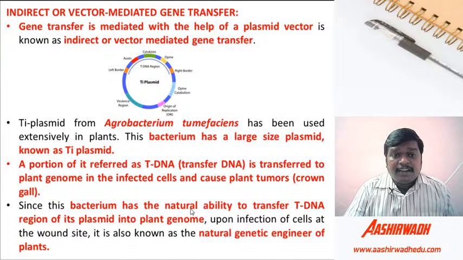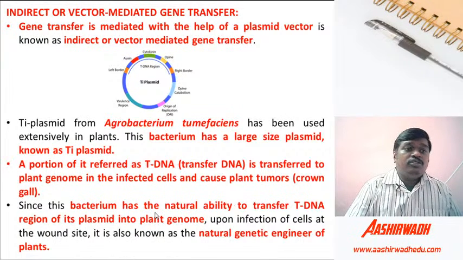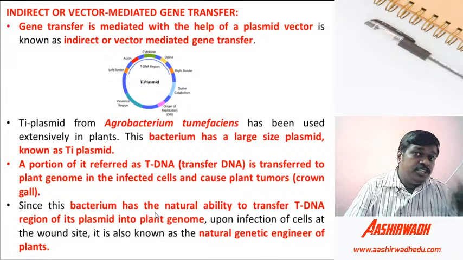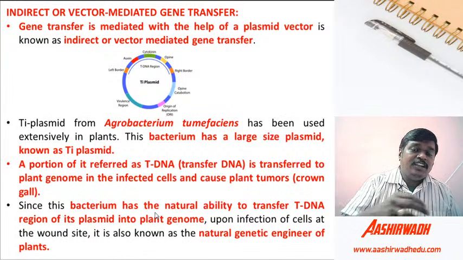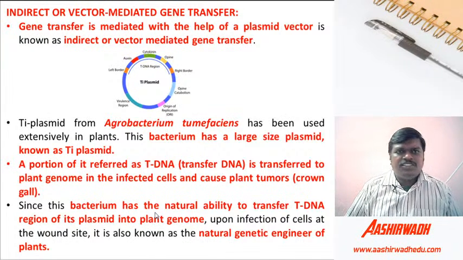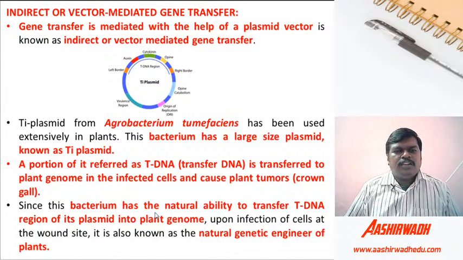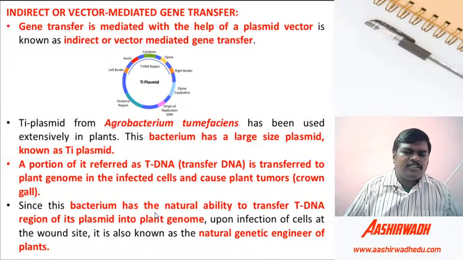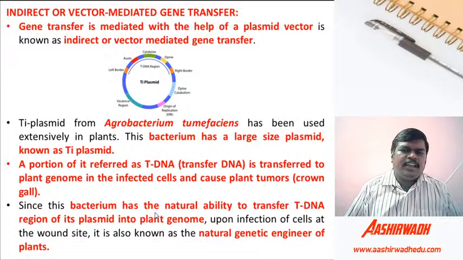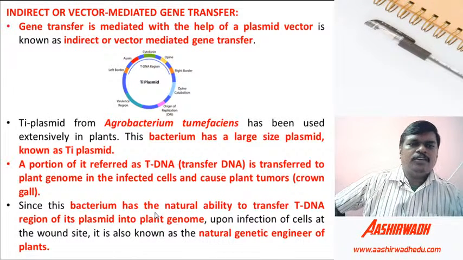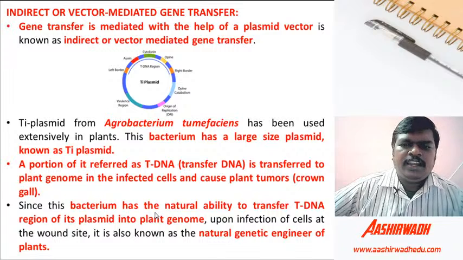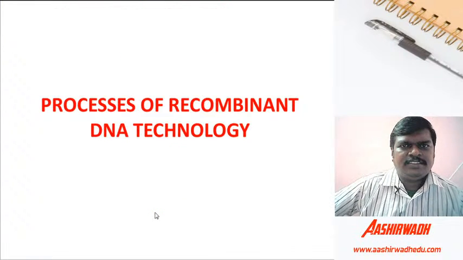And the same bacteria has the ability to transfer a segment of gene into the plant genome. So while infecting, they also transfer this gene into the plant genome. That's why the Agrobacterium tumefaciens plasmids, the Ti plasmids, are known as the natural genetic engineer of plants.